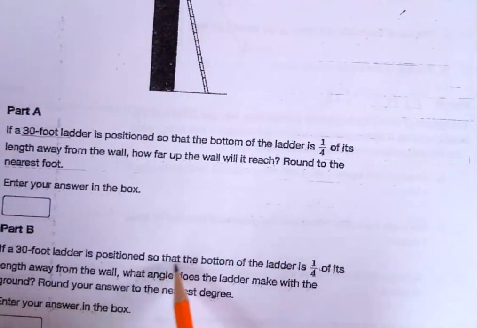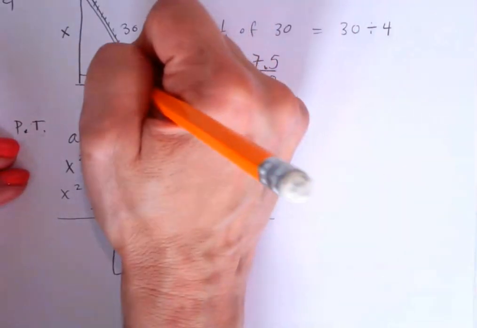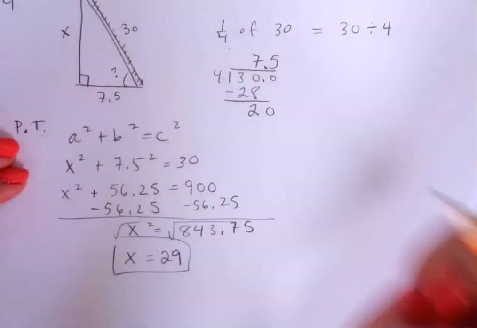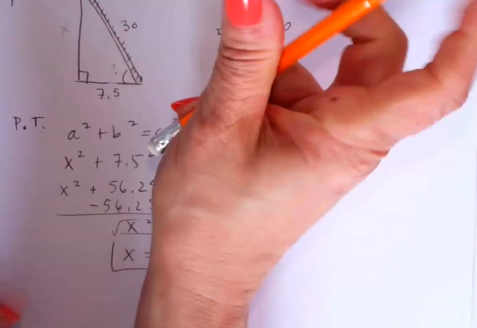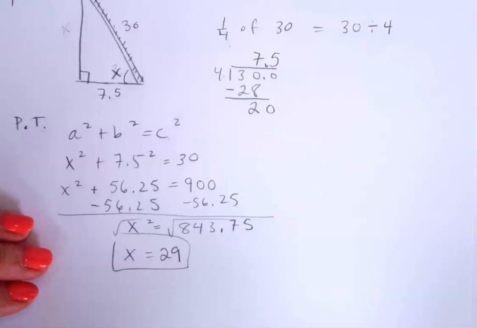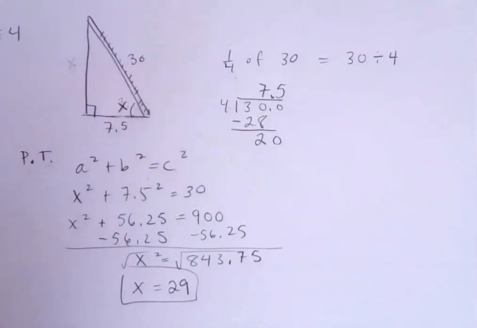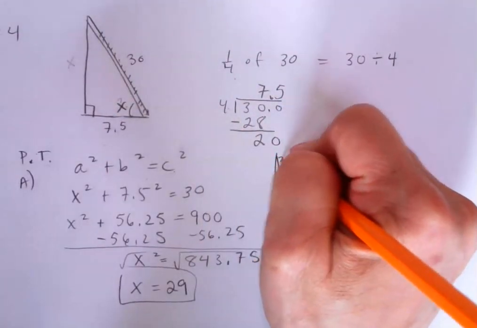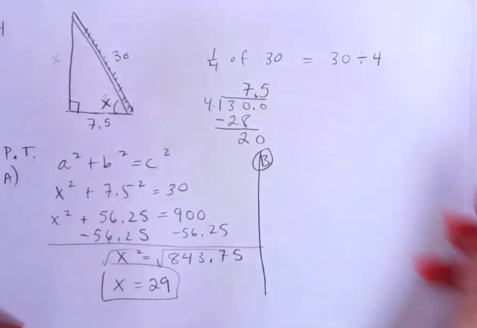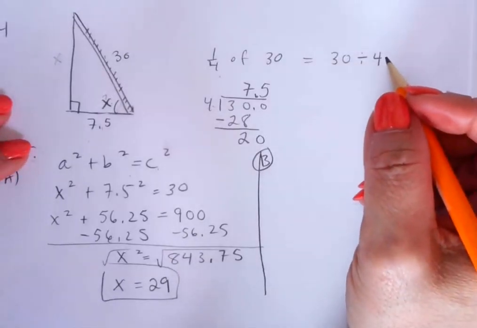It says, okay, the bottom is 1/4 of its way from the wall. What angle does the ladder make with the ground? So it's the same picture, but in this case, we are looking for this angle. So you can put theta, or if you want, we can change this and put our x here. Remember, when we're looking for the angle, we want to use SOHCAHTOA. I'm going to put part B over. Part A, part B. Okay, so we're going to use trigonometry.